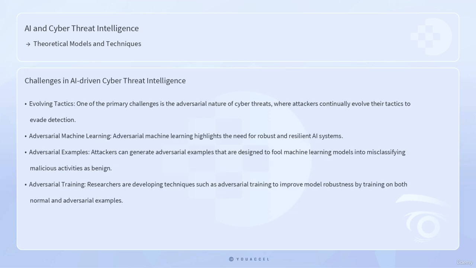Despite the advancements in AI-driven cyber threat intelligence, challenges remain. One of the primary challenges is the adversarial nature of cyber threats, where attackers continually evolve their tactics to evade detection. Adversarial machine learning, a field that studies how attackers can manipulate AI models, highlights the need for robust and resilient AI systems. For instance, attackers can generate adversarial examples that are designed to fool machine learning models into misclassifying malicious activities as benign. To address this challenge, researchers are developing techniques such as adversarial training, where models are trained on both normal and adversarial examples to improve their robustness.